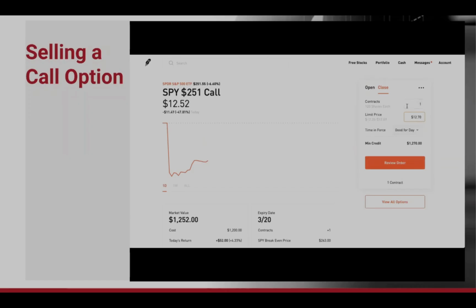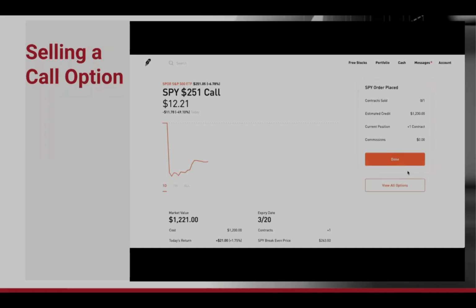As soon as you review your order, we're closing our one contract position. Now we're at $12.50. So let's try to get out quickly. So let's just go to $12.30. We review the order. We submit. And bam, done. We just sold one contract for $1,230. In 10 minutes, I just made $30 buying an option contract.